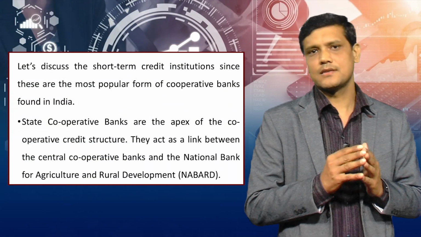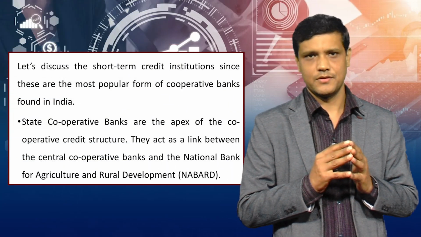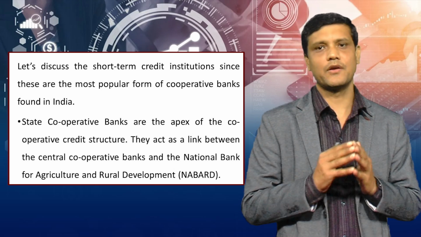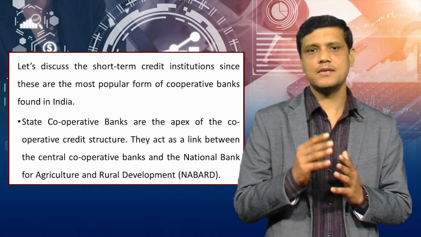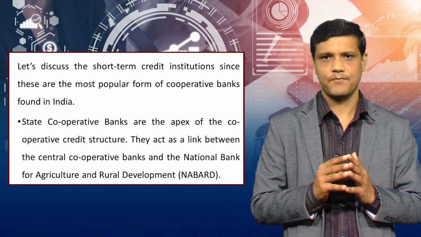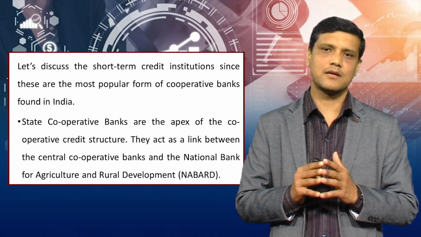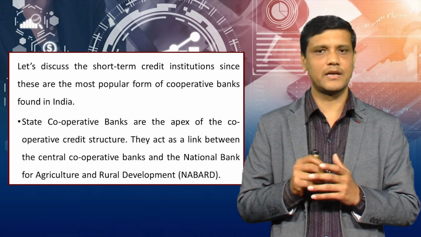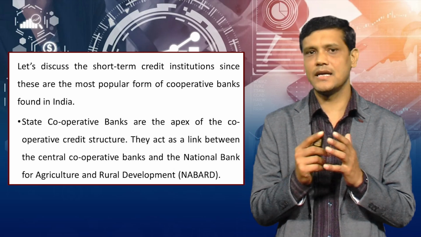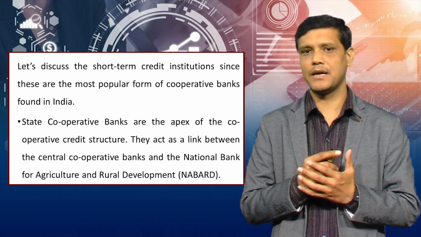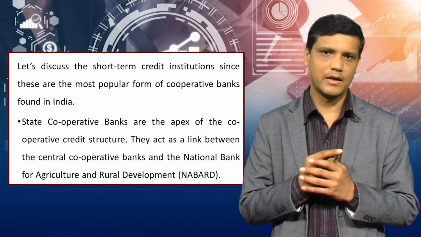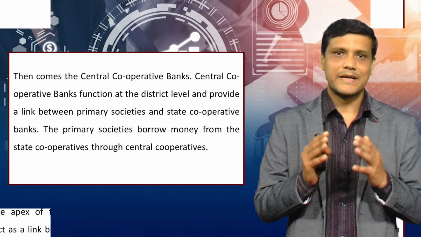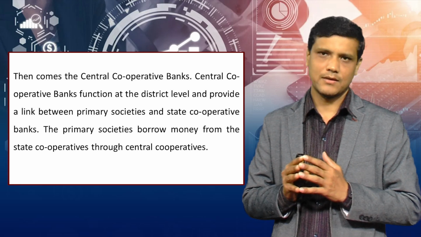So let us discuss the short-term credit institutions, since these are the most popular form of cooperative banks operating in India. So number one is the state cooperative banks. So state cooperative banks are the apex of the cooperative credit structure. They act as a link between the central cooperative banks and the National Bank for Agriculture and Rural Development, that is NABARD.